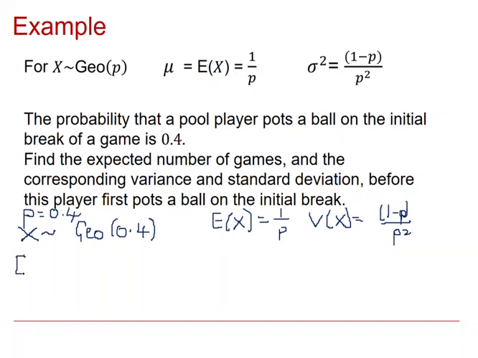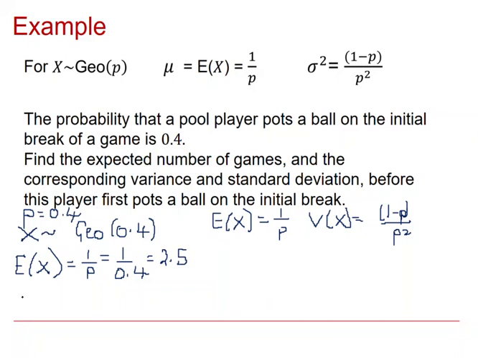The expected number of games before the player first pots a ball on the initial break is 1 divided by p, 1 divided by 0.4, which is 2.5. So we would expect to wait 2.5 games on average before the player first pots a ball on the initial break.